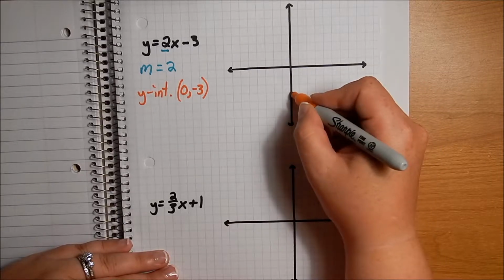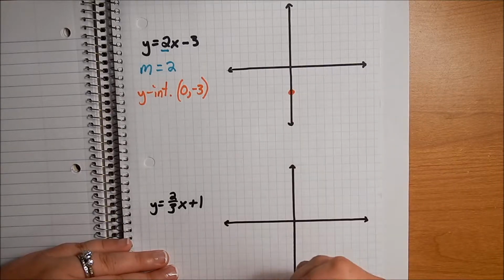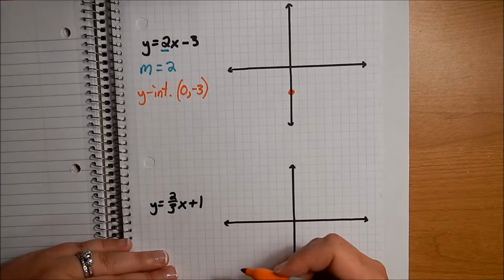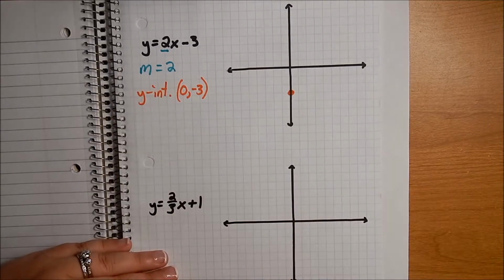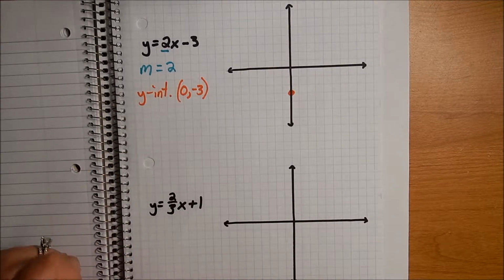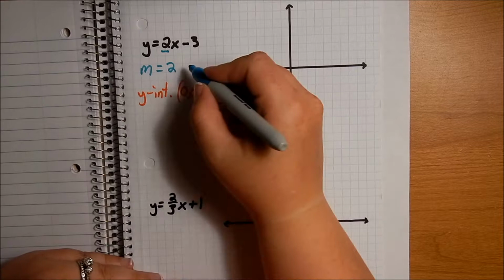So I go down 3 units and just put a dot there. That's a point on your line. Now all I have to do is follow the slope. And slope, we always want to think of as a fraction. So 2 is not in fraction form right now, but how could I write 2 as a fraction? If you said just put it over 1, you're right.